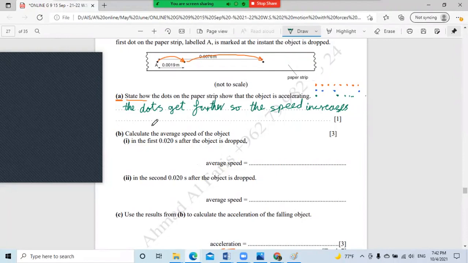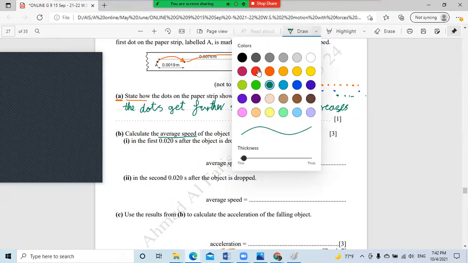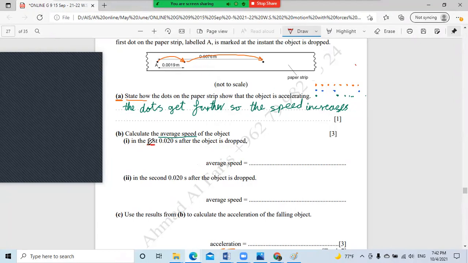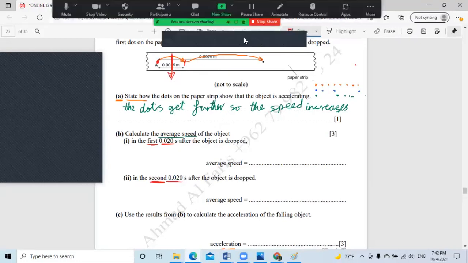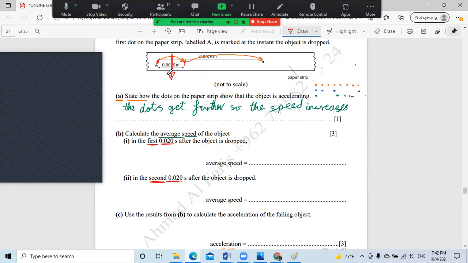Okay. Part B. Calculate the average speed. Now the speed changes. It was 0, then I don't know how much it will be here, but the speed increases since it changed. They ask about the average speed in the first 0.02 second and in the second 0.02 second after it is dropped. I need to find the average speed from 0, the initial speed here, to this point. That means I will find the speed approximately in the middle.